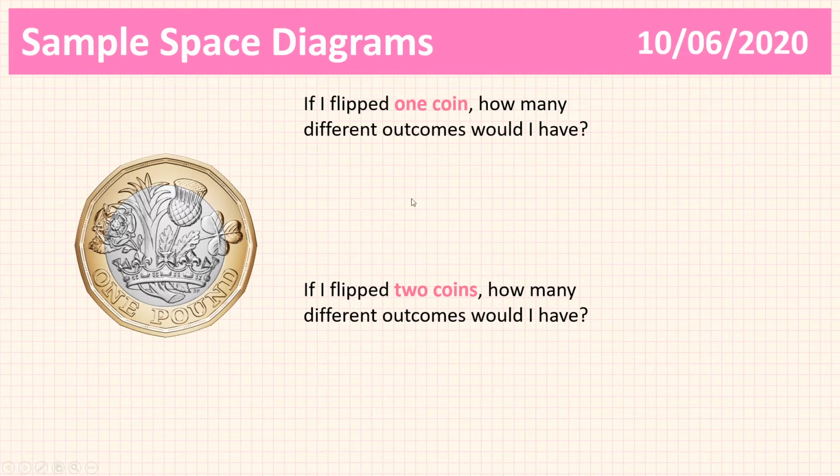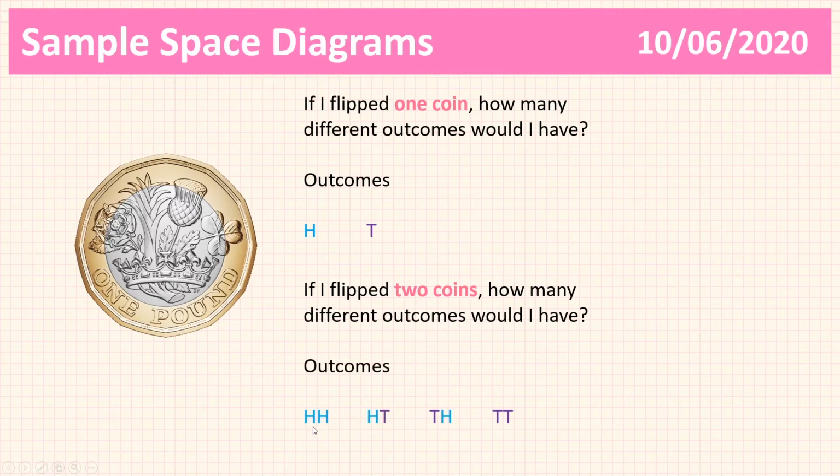Well, on a coin there are only two different outcomes that we can get. The outcomes you can have is a head or a tail. Now the next question I want to ask you is if I flipped two coins or I flipped one coin twice, what are the different outcomes I could have? And these are the different outcomes and I'll talk you through them.